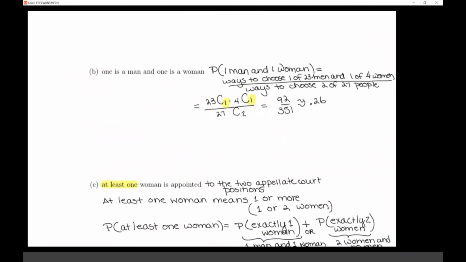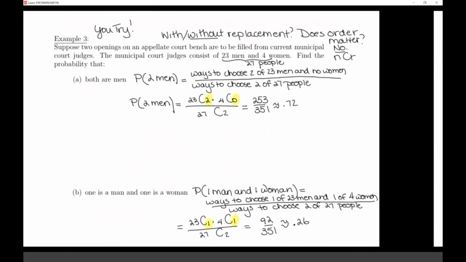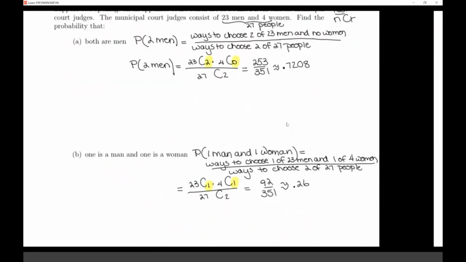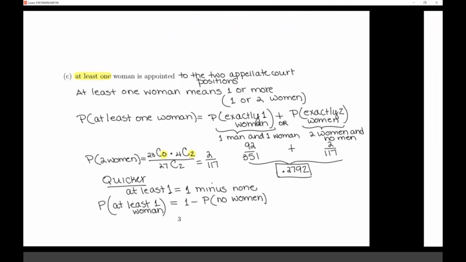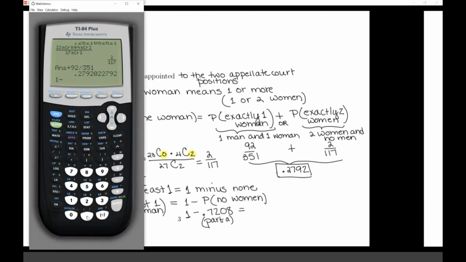The probability of no women, I already have up here, namely the probability that both are men. And this was actually 0.7208. So I'm going to subtract that from 1. This is from part A. And if you do that on your calculator, you should get the same value we got by adding things up, which is 0.2792.